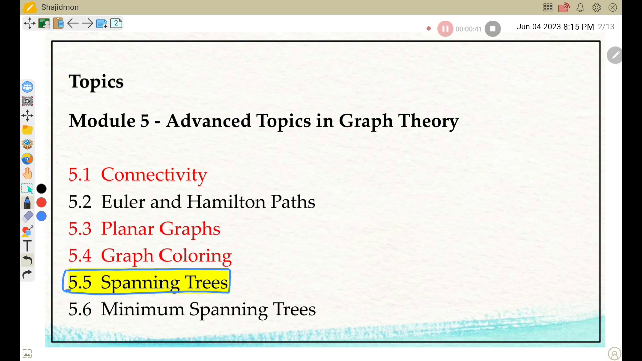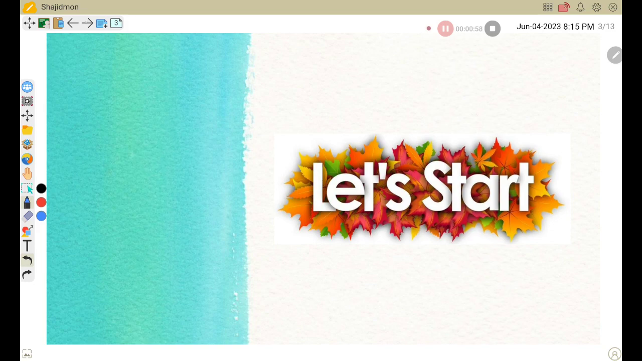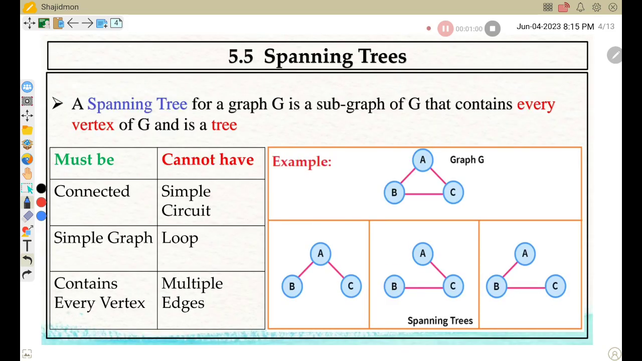We already discussed in the previous recordings what trees are and the properties of trees. So we will go to section 5.5, spanning trees. First, I will give an outline of the section, and after that, we will do some questions. First of all, we will discuss what the meaning of spanning trees is.